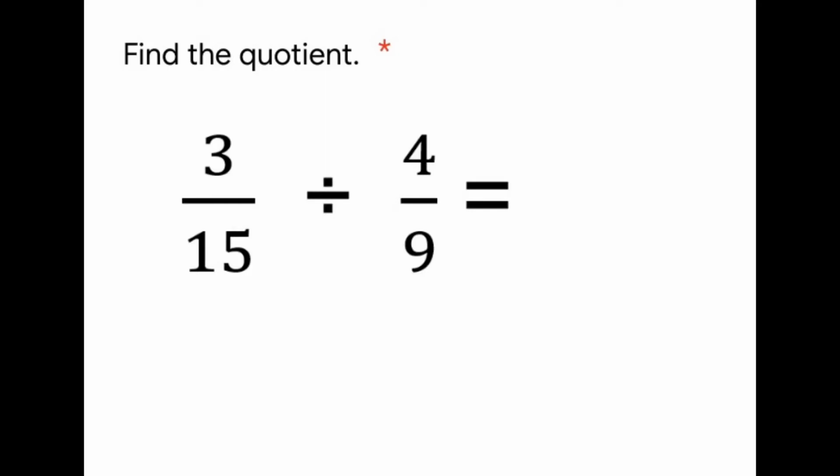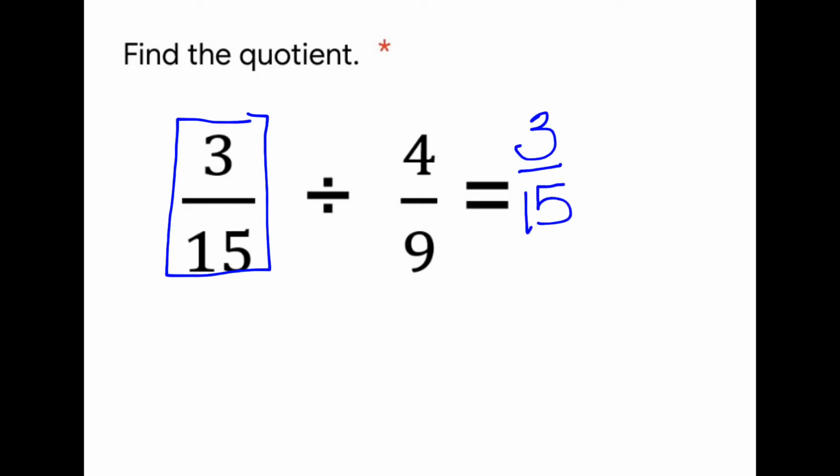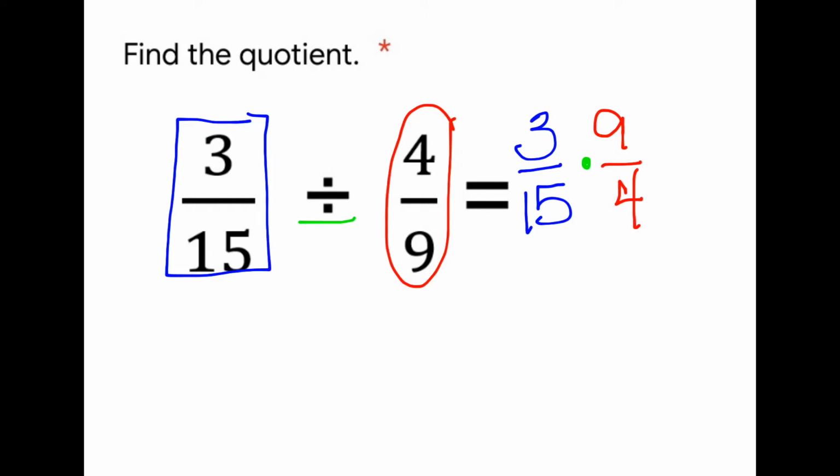Find the quotient. We know that we cannot divide fractions. We need to keep it, switch it, flip it. We keep our first fraction. We switch from division to multiplication, and we flip our second fraction. Flipping is finding the reciprocal. Finding the reciprocal or flipping means to just write our fraction the opposite way.